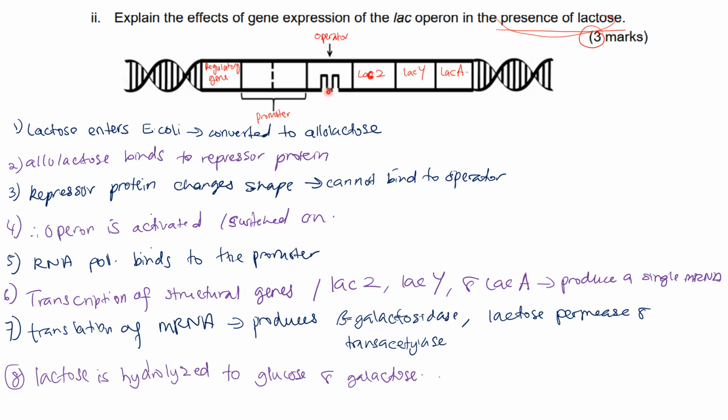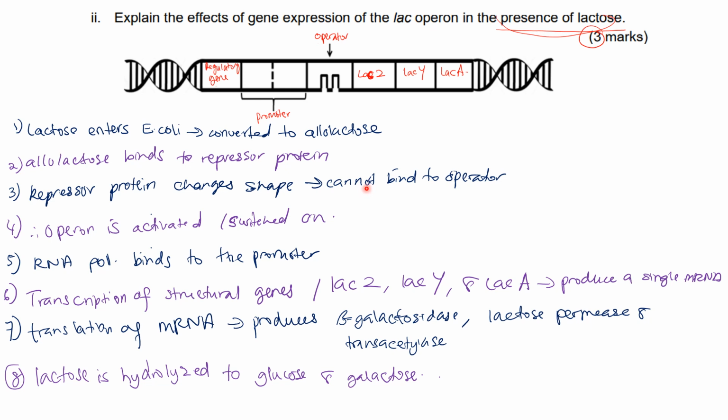Once the operator is free, then the RNA polymerase can bind to the promoter. So promoter is the site where RNA polymerase will bind to, and the function of this RNA polymerase is to transcribe or synthesize mRNA, a long single mRNA for the 3 structural genes. So that is in the presence of lactose. Once a single mRNA has been synthesized, the mRNA is used during translation to produce 3 different enzymes. The region on the mRNA that copies the information from the lacZ gene produces the beta-galactosidase enzyme.